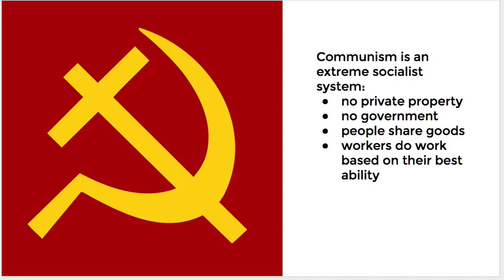So, as for what the core ideas are, communism is an extreme socialist system. We did learn about socialism last week when we talked about where socialism fits on that spectrum of democracy on the left. So communism, remember, is on the extreme left. So there's no private property, no government. People share goods. Workers do work based on their best ability.